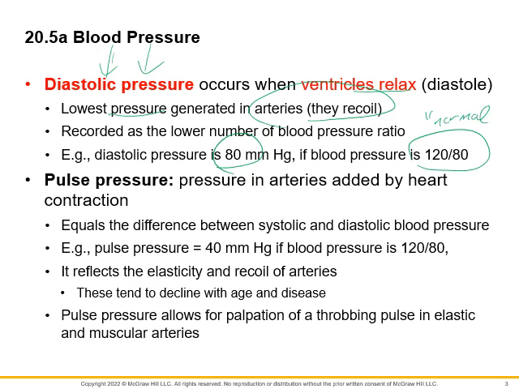And remember, everybody can be a little bit different, just like body temperature. They mention here pulse pressure. If you subtract the diastolic from the systolic, that'll give you a pulse pressure. This tells you kind of the elasticity and the recoil of the arteries. It tends to decline as we age.